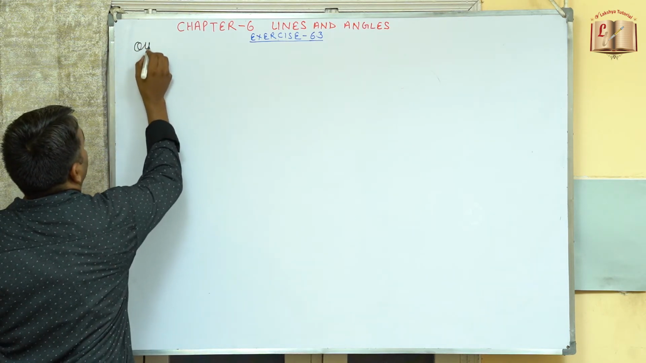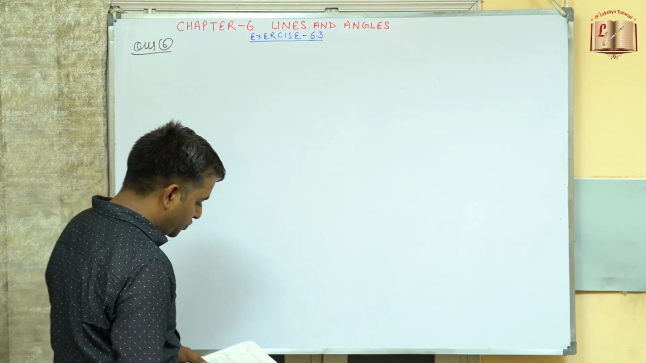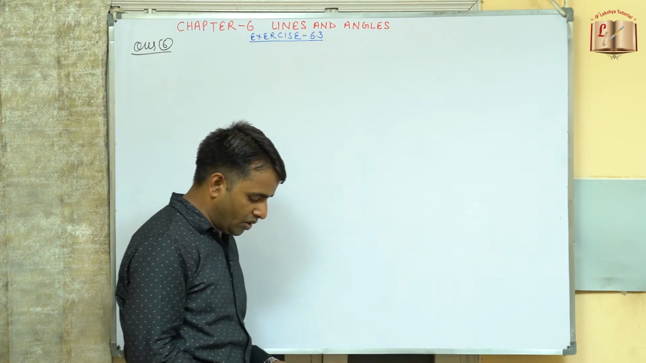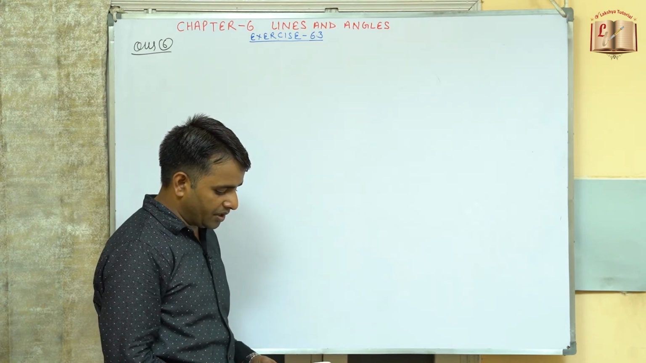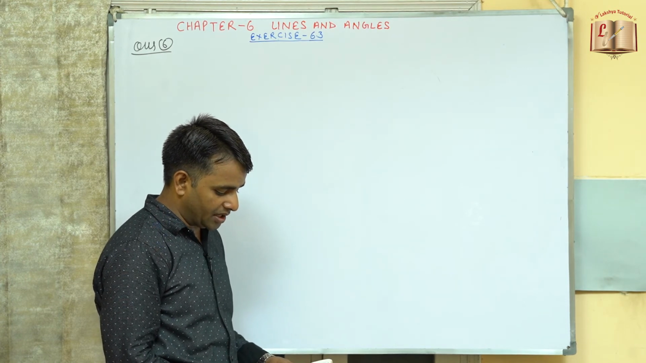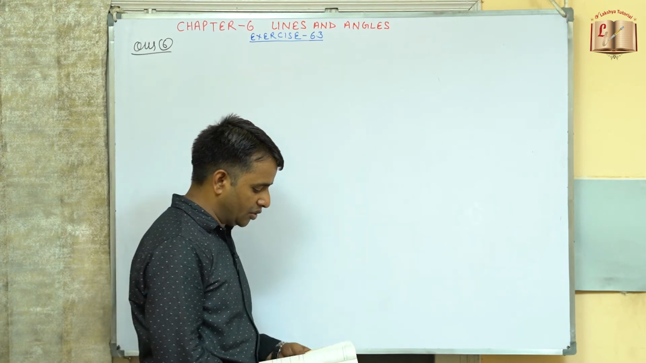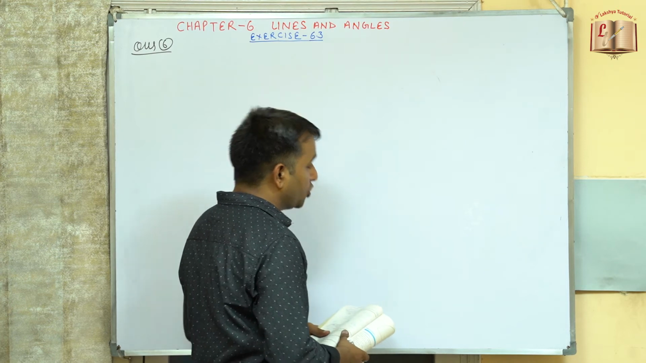Now, coming to question number 6. In figure 6.44, the side QR of triangle PQR is produced to point S. If the bisectors of angle PQR and angle PRS meet at point T, prove that angle QTR is half of angle QPR.